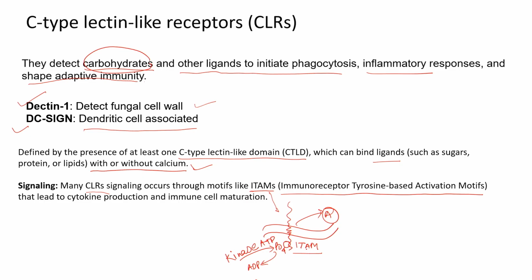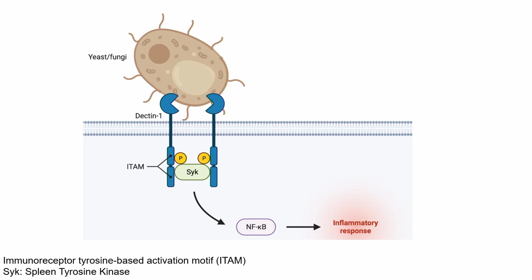Many of the proteins which are immunoreceptors in nature must have this ITAM motif on their cytoplasmic tail. For example, in the C-type lectin, the carbohydrate moieties will be identified here, and once identified, they can activate through this ITAM receptor. So this is just the signaling cascade of this C-type lectin. Let's try to understand this in a detailed form.